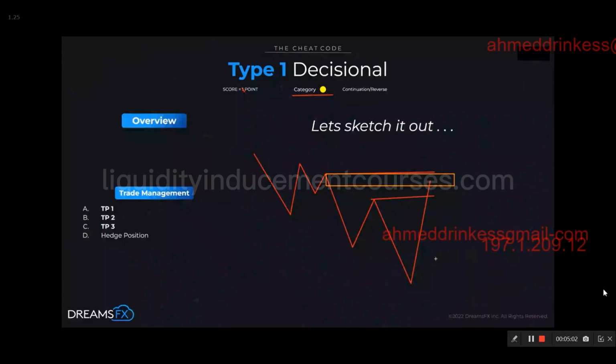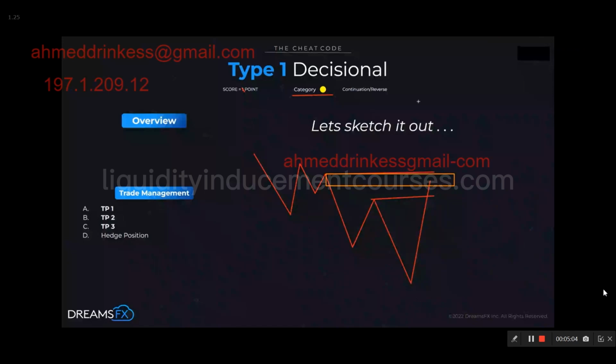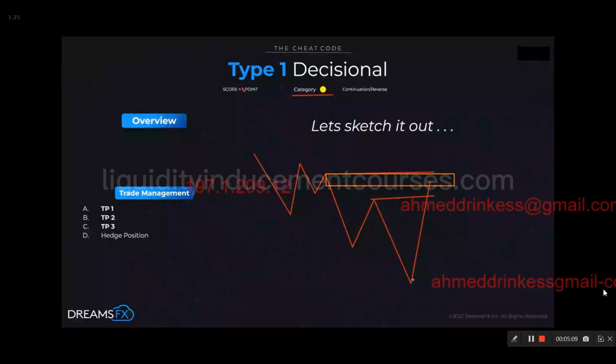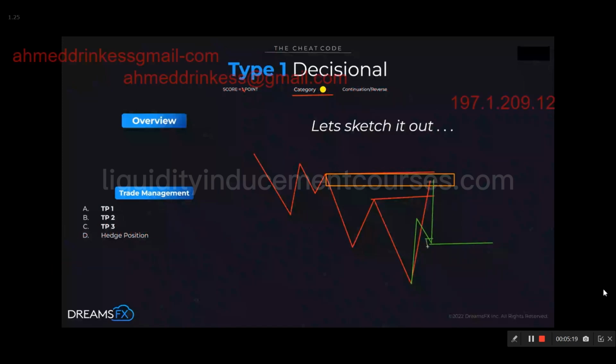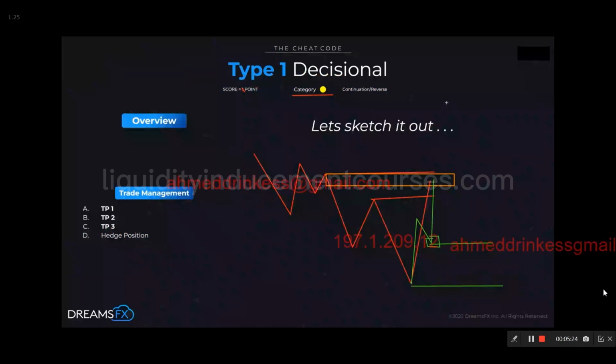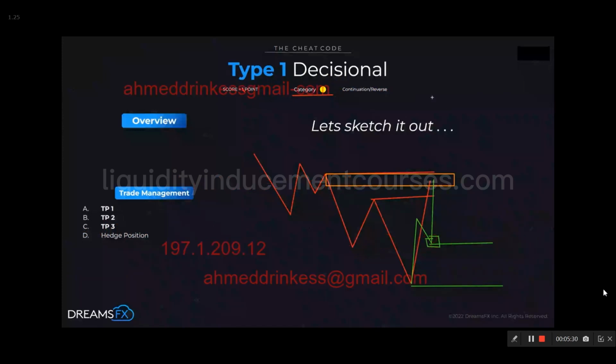And then your management for this, right? Your management would be as so. Okay, this is your decisional. So here, because it's a decisional, your management is going to be different. It is going to look like this here, here, here. This will be your TP1. This will be your TP2. And then your TP3 in this instance will be over here.